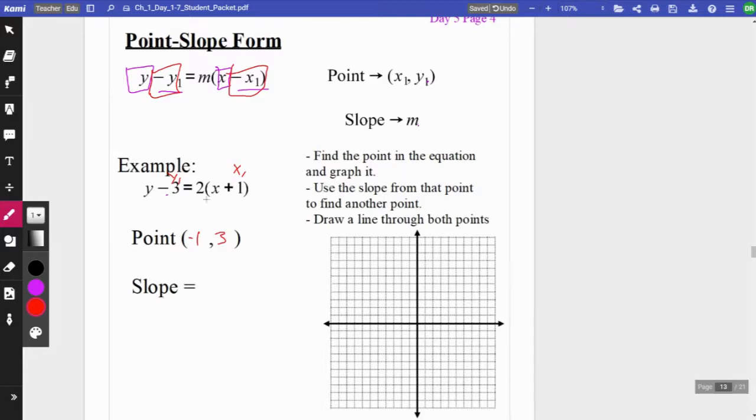The nice part is slope is exactly the same. It's just 2 sitting out front. So you have a point, and you would graph this similar to a slope-intercept problem. Plot our point that we have, -1, 3. That's the point that we know. And then use the slope, 2 over 1, to find another point. That's up 2, right 1, up 2, right 1, or down 2, left 1. And graph.